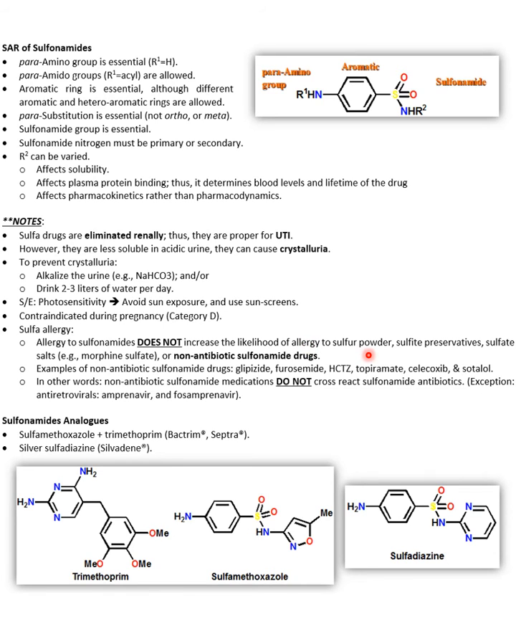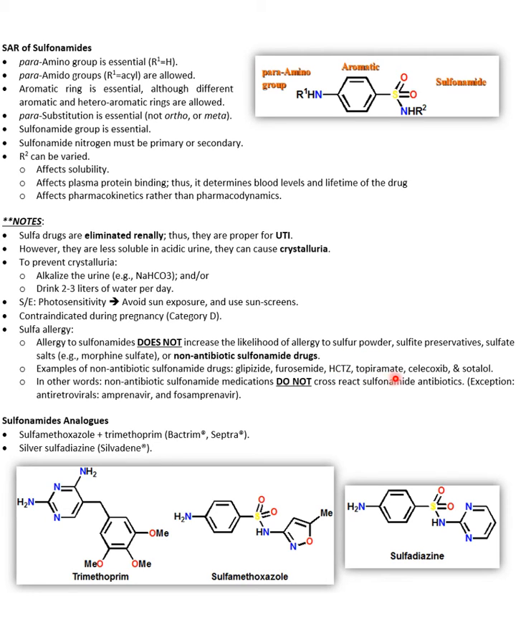They can still take the sulfur powder, they can still take sulfite preservatives or any products that contain the sulfate salts, such as morphine sulfate, ferrous sulfate, amphetamine sulfates. There are a lot of drugs that have the sulfate salts in them. Okay, these drugs are known as the non-antibiotic sulfonamide drugs. Other examples of non-antibiotic sulfonamide drugs are things like glipizide, which is for diabetes, furosemide, and hydrochlorothiazide. These are diuretics. We'll talk about them in future sessions.